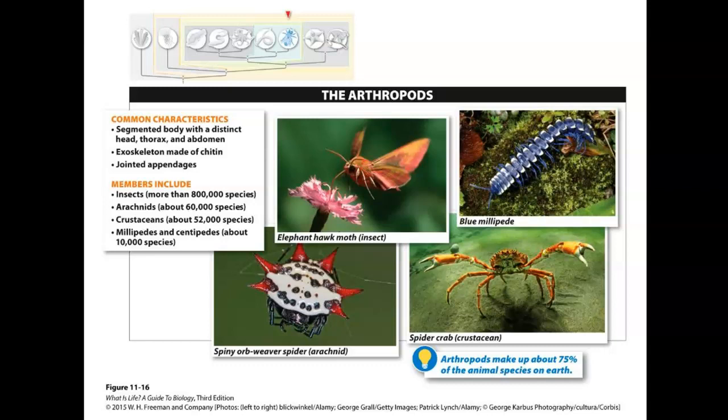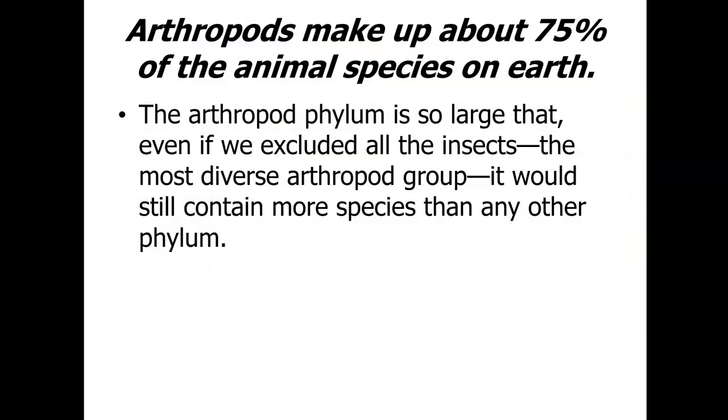And so with these, we see that we have insects with 800,000 species, arachnids with 60,000, crustaceans with 52,000, and then the millipedes and centipedes with about 10,000. So with the arthropods making up 75% of the animal species, the arthropod phylum is going to be so large that even if we excluded all of the insects, they would still be the most diverse arthropod group. It would still contain more species than any other phylum.